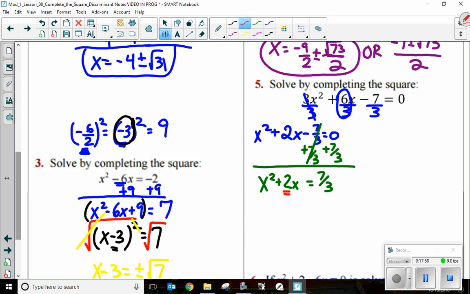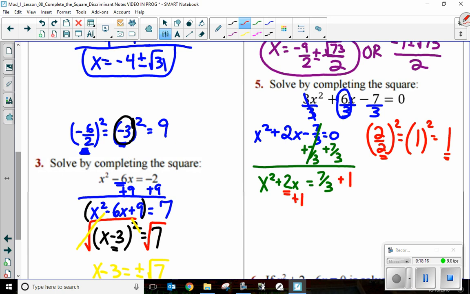My b value, brain trust time. Take my b value, cut it in half, and square it. 2 divided by 2, that's the same thing as saying 1 squared, which is 1. I am going to add 1 to both sides.